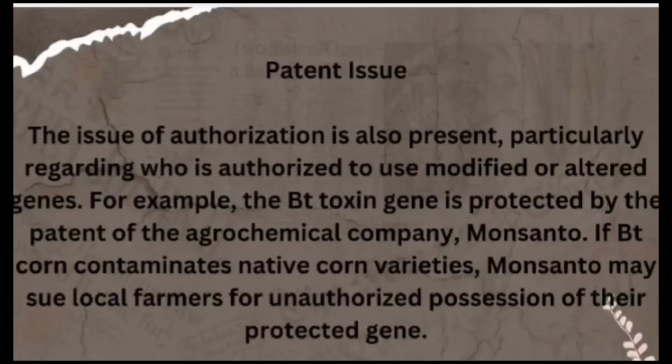The issue of authorization is also present, particularly regarding who is authorized to use modified or altered genes. For example, the Bt toxin gene is protected by the patent of the agrochemical company, Monsanto. If Bt corn contaminates native corn varieties, Monsanto may sue local farmers for unauthorized possession of their protected gene.